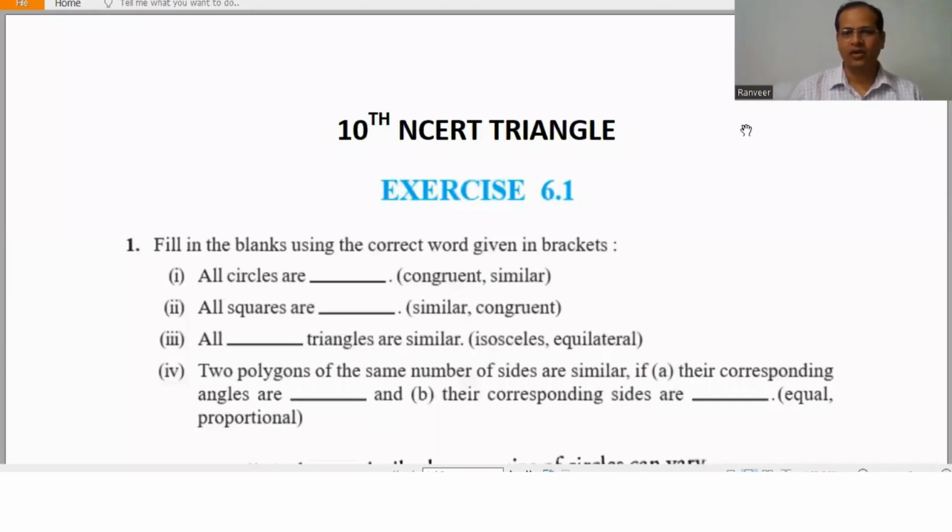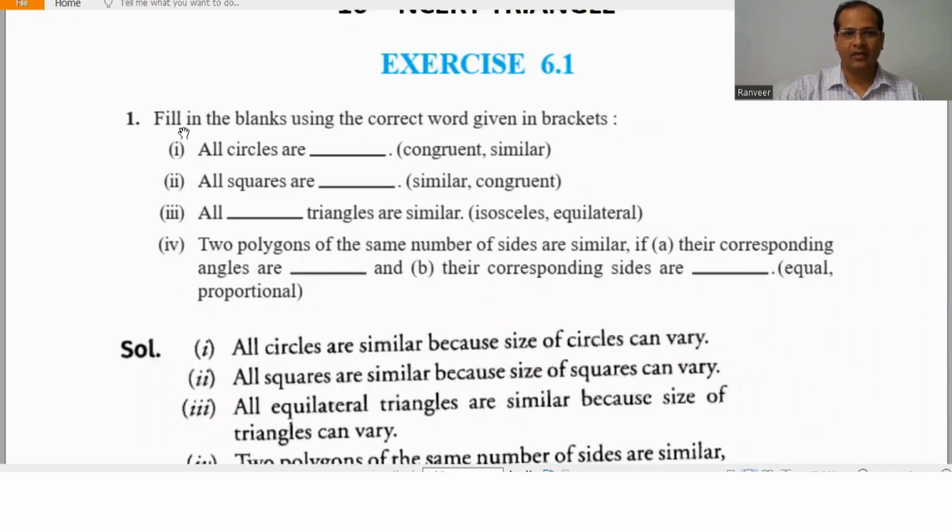Exercise 6.1 of the triangle we are going to see. First question, fill in the blanks using the correct word given in the bracket.